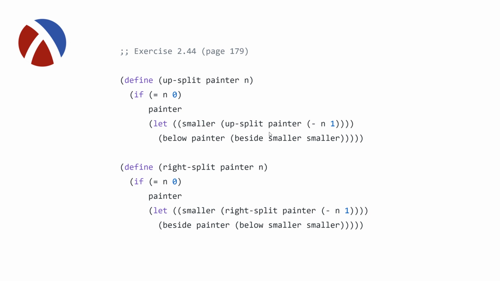And then you're going to recursively do this until you work your way down into the base case, and you're just ending up with n equals 0, and you're returning the painter. Right split is basically the exact same. Instead of a recursive call to upsplit here, though, we have a recursive call to right split, and the beside and the below are swapped.